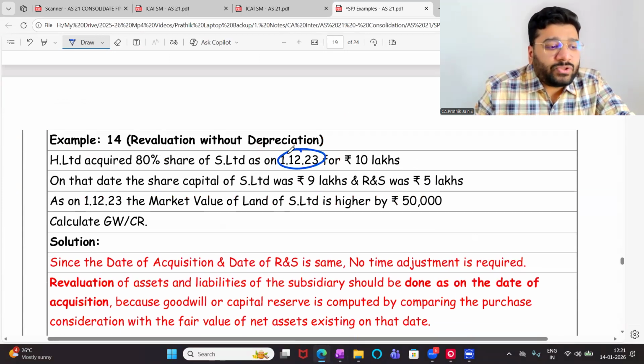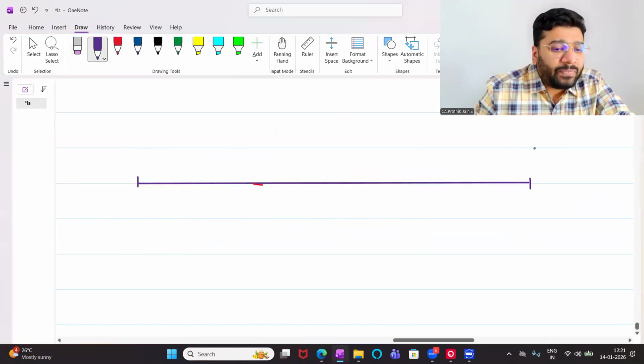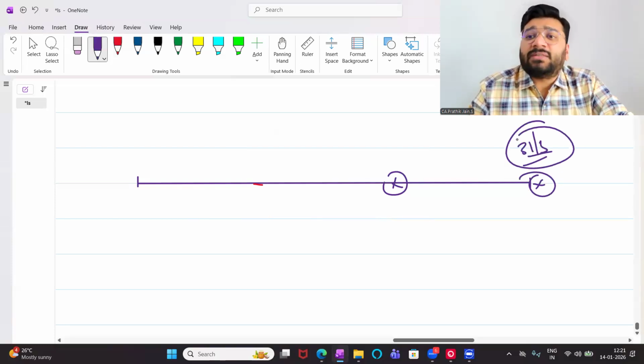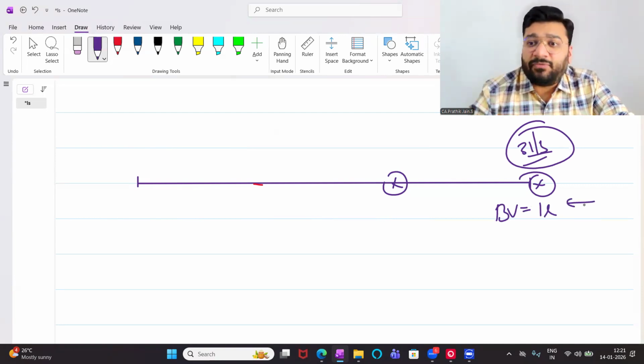So the acquisition was done on 1/12, and the balance sheet date also was given as 1/12 only. Let me put it a different way. We generally do consolidation on 31st March. So 31st March acquisition done, and 31st March consolidation we have to prepare. On this date, the book value of the asset is 1 lakh rupees. Book value of the asset flows from your historical cost.